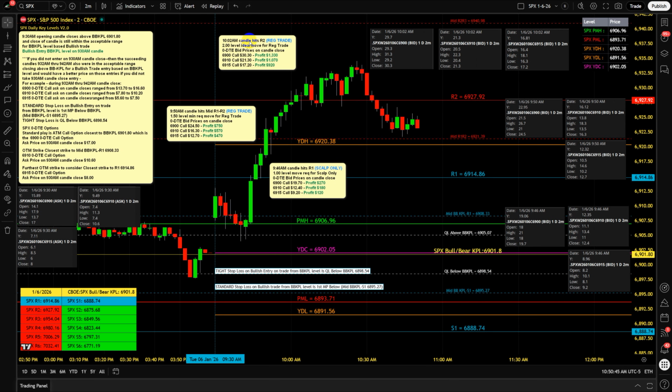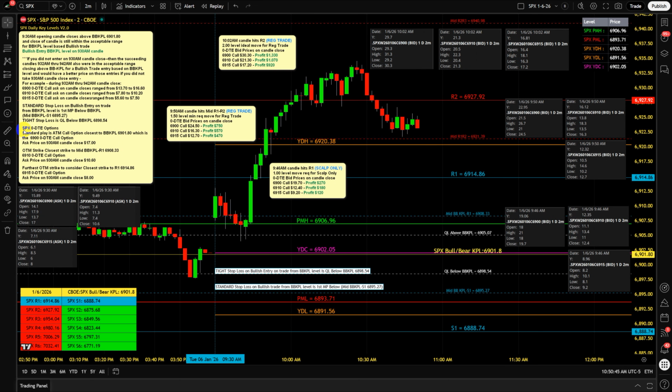Okay, so at 10:02 a.m., the candle hits R2. So on a regular trade, 2 level ideal move for regular trade. So here we have the bid prices on the close on the 10:02 a.m. candle. $30.30 on the 6,900. That's a profit of $1,330 per contract on that. 69.10, 21.30, profit of $1,070 per contract on that. 69.15, call $17.20, profit $920 on that.